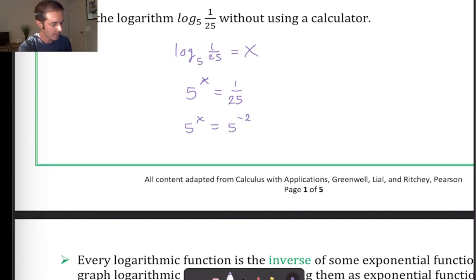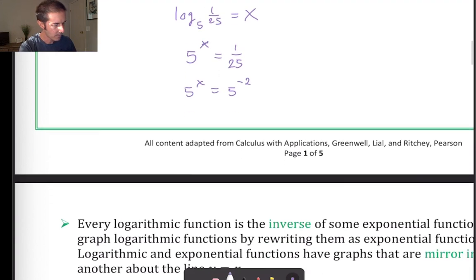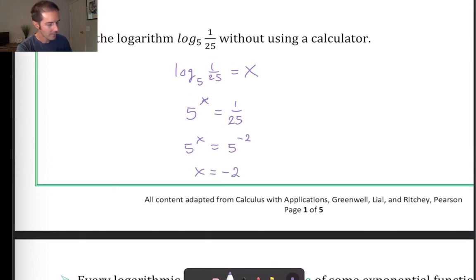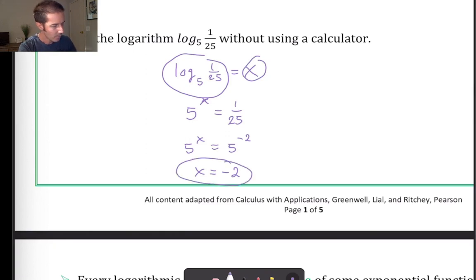And now that I have the same base on each side of the equation, I can equate the exponents, and I get an x value of negative 2. This problem didn't say solve for x, it said figure out what this equals. I said it equals x, and now I know what x is, so my final answer is negative 2. Hopefully making that conversion into an exponential format is helpful to you.